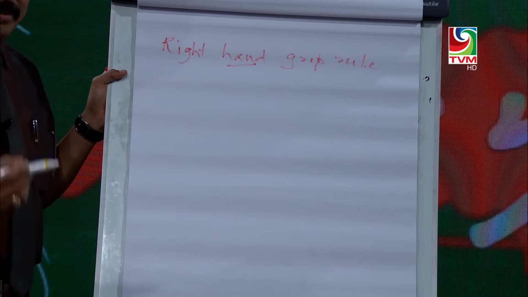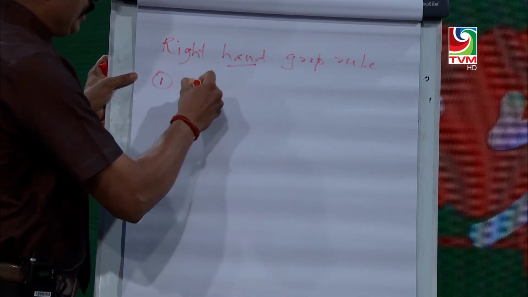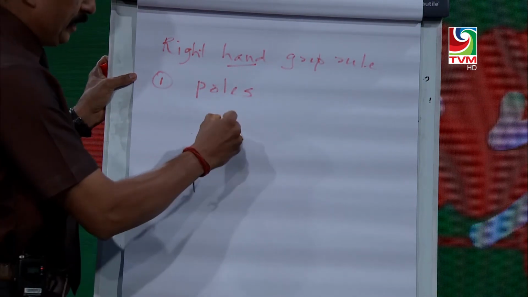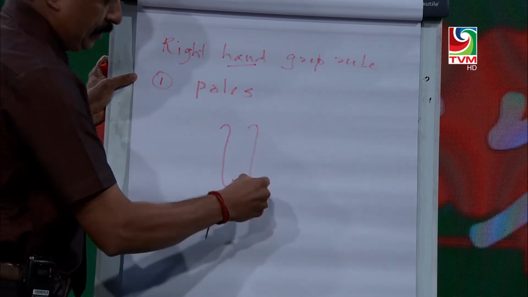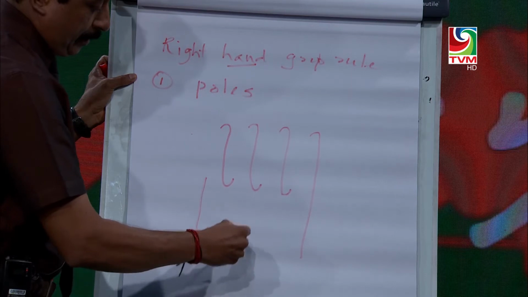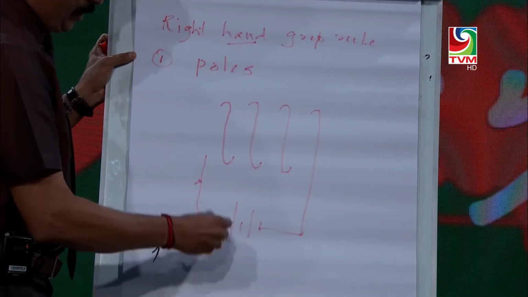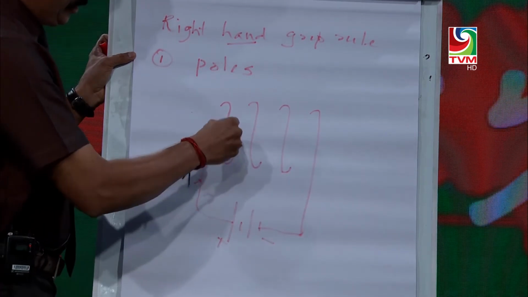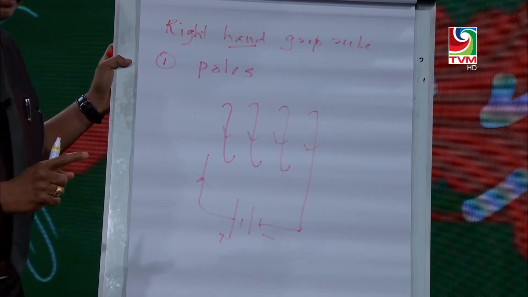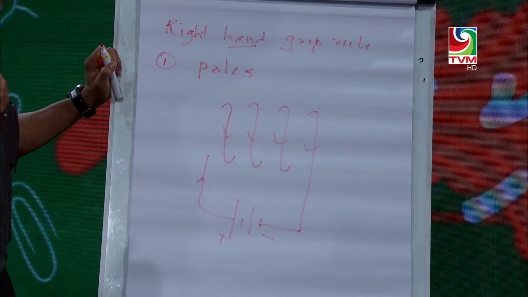Right-hand grip rule, the first application is used to find the poles. Say for example, the situation like this is a solenoid. When current passes through, this is positive, negative, the solenoid becomes magnetized and two poles are formed. The right-hand grip rule is used to find the poles.